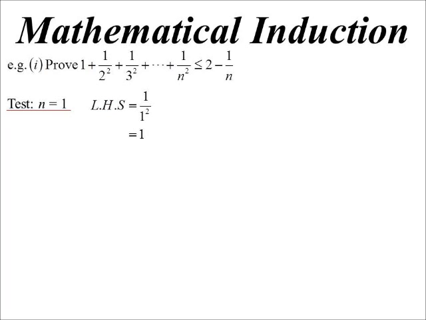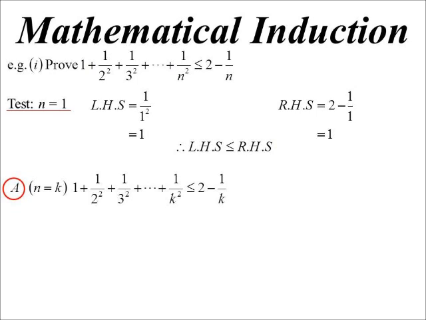Left-hand side, yes, equals 1. Right-hand side, oh, it equals 1 as well. So, yes, indeed, the left-hand side is less than or equal to the right-hand side. In this case, it happens to be equal to. No, you cannot set yours out this way. I'm just doing this to save a bit of time.